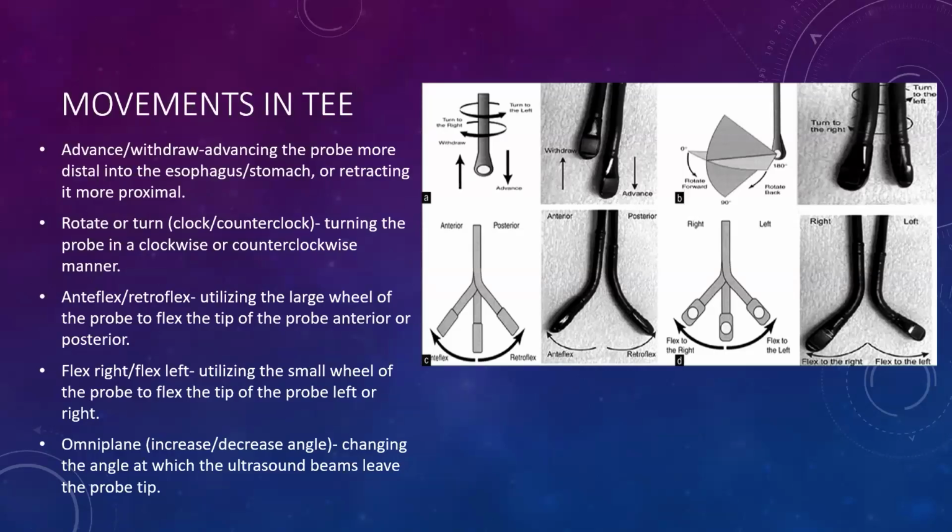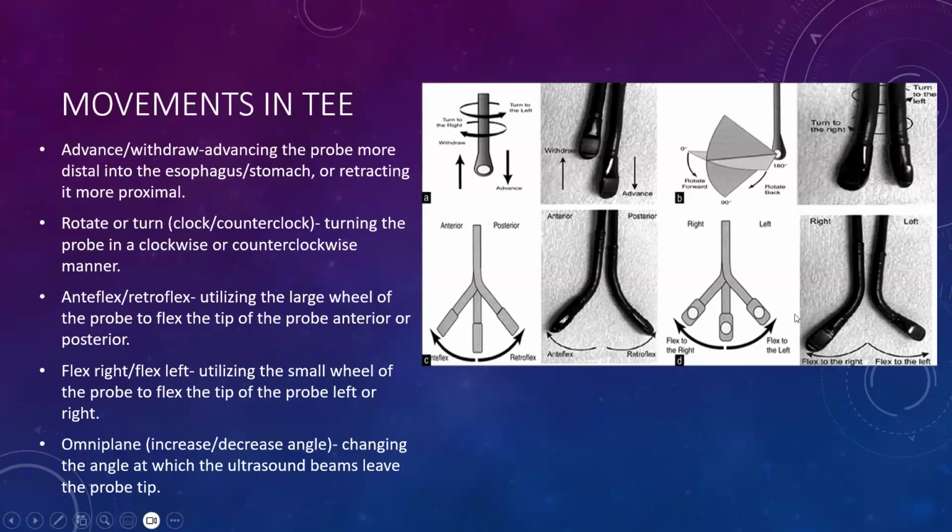You can flex the probe, so you can antiflex or retroflex. That's bending the head of the probe either anteriorly or posteriorly. You do have a left-right flex. The antiflexion and retroflexion is generally the large wheel on a TEE probe, and the small wheel is going to be the left-right flexion.